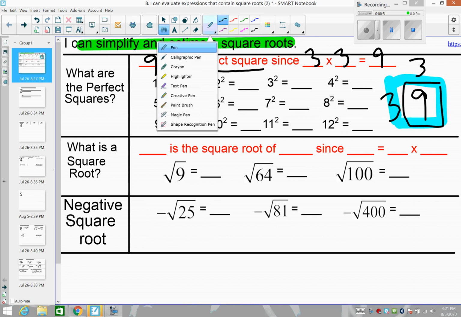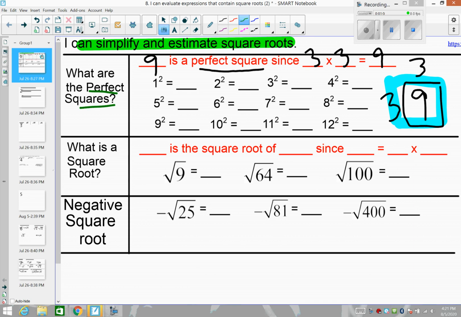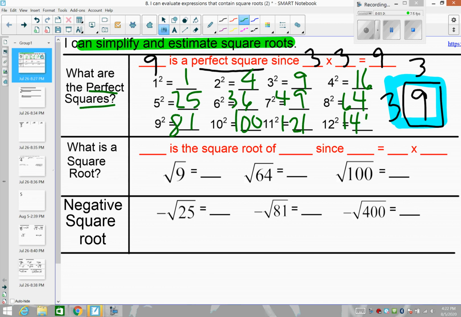So what are the perfect squares? The things that have the same side lengths. Well, a 1 by 1 square has an area of 1. A 2 by 2, a 3 by 3, a 4 by 4, 5 by 5, 6 by 6, 7 by 7, 8 by 8, 9 by 9, 10 by 10, 11 by 11, 12 by 12, and so on. But those are the first 12 of what we would call perfect squares. That's a concept we're going to be thinking about today. I need you to really think about what's special about a square, that the side lengths are equal.